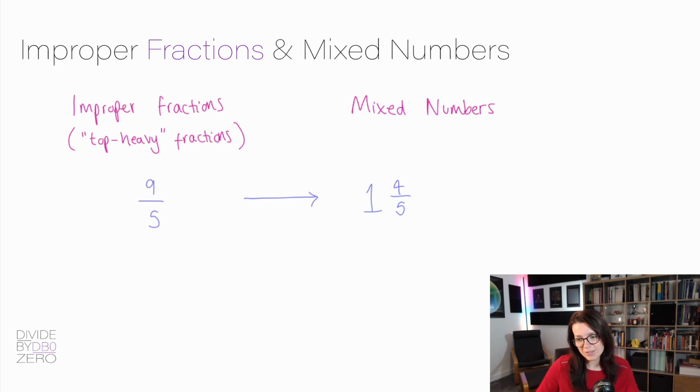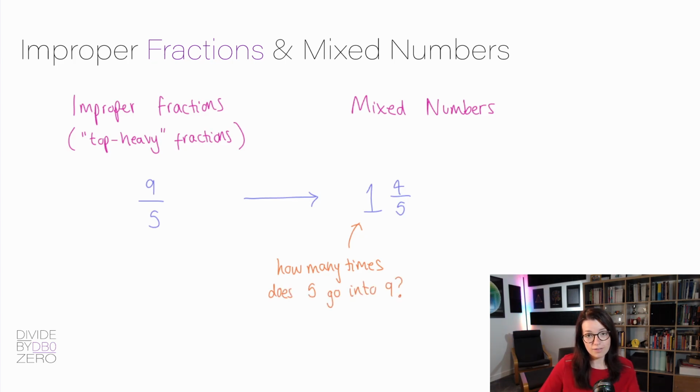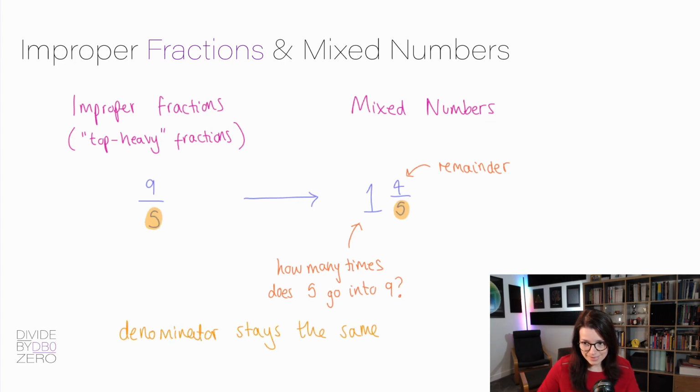How did I get that? So what I did was consider how many times does 5 go into 9? And that's because the improper fraction was 9/5. 5 goes into 9 once with a remainder of 4. And that remainder goes on the top of the fraction there next to the big whole number. Notice that the denominator stays the same.